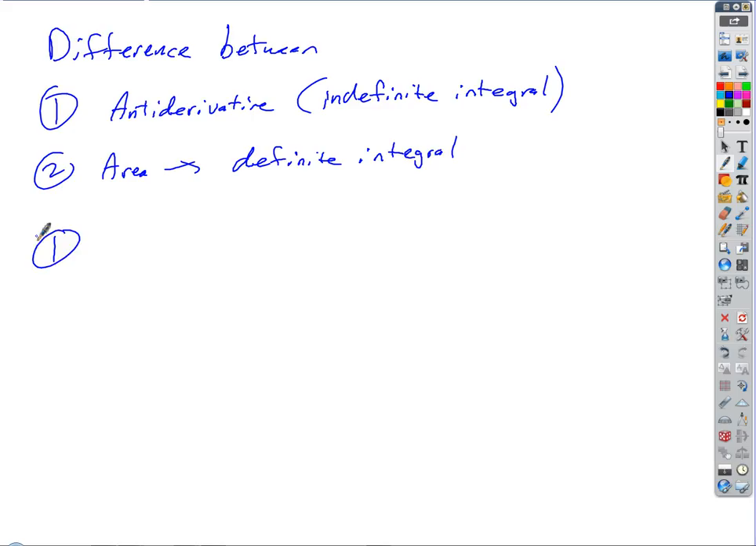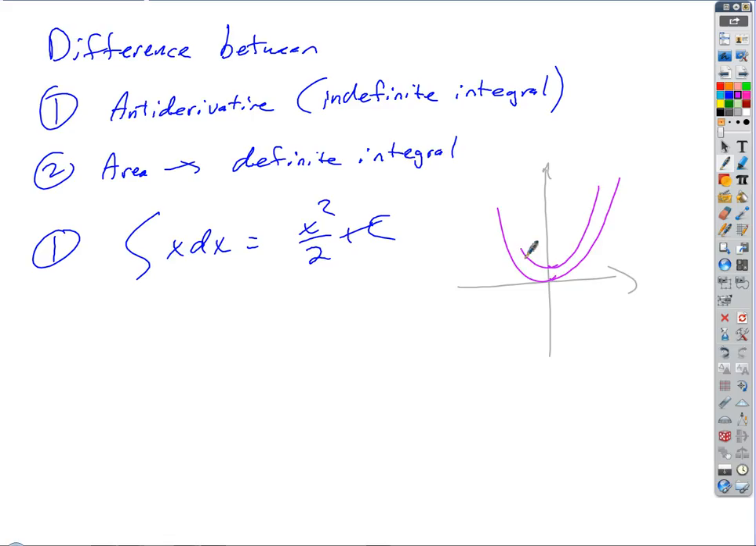Well, in the first case, let's just take the example we did. The antiderivative of x dx gives us back x squared over 2 plus c. That is a family of curves. If I were to graph those, it just looks like this, an infinite family of curves, right? And each trajectory is one solution from the general solution. There's an infinite number of solutions encapsulated in this one family.